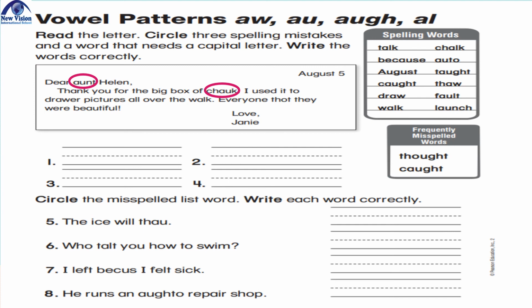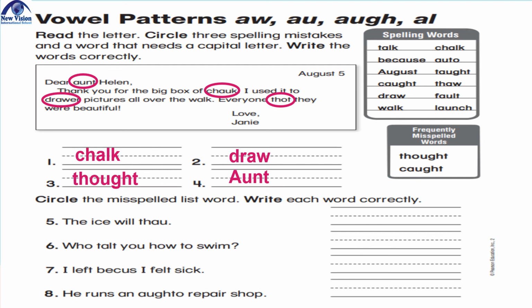Let's resume. I used it to draw pictures. Drawer. I used it to draw or to drawer? Good job, my students. I used it to draw. So drawer here is the second spelling mistake. I used it to draw pictures all over the walk. Everyone thought. Are we supposed to write thought like this? No. Thought is written T-H-O-U-G-H-T. So, thought here is the third spelling mistake. Everyone thought they were beautiful. Love, Jenny. Now let's write these four words down in the four blanks here. Chalk, draw, thought, and aunt.